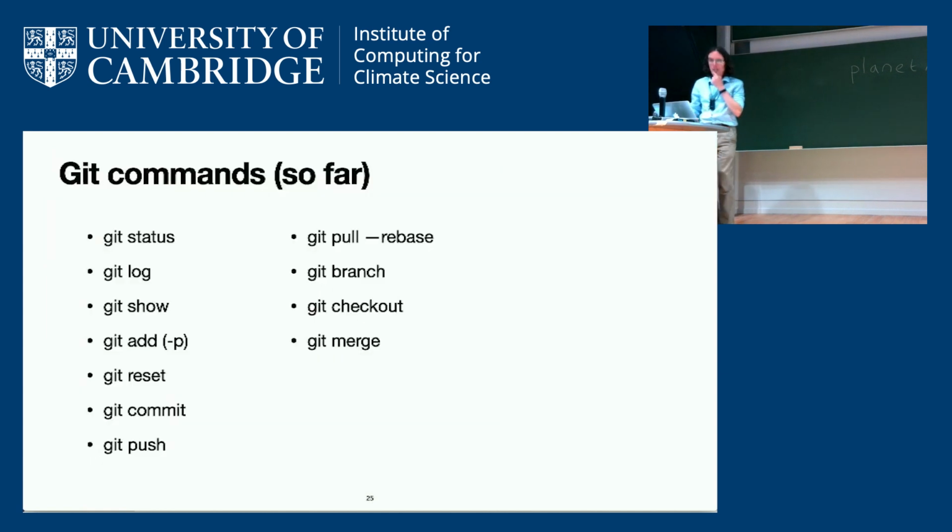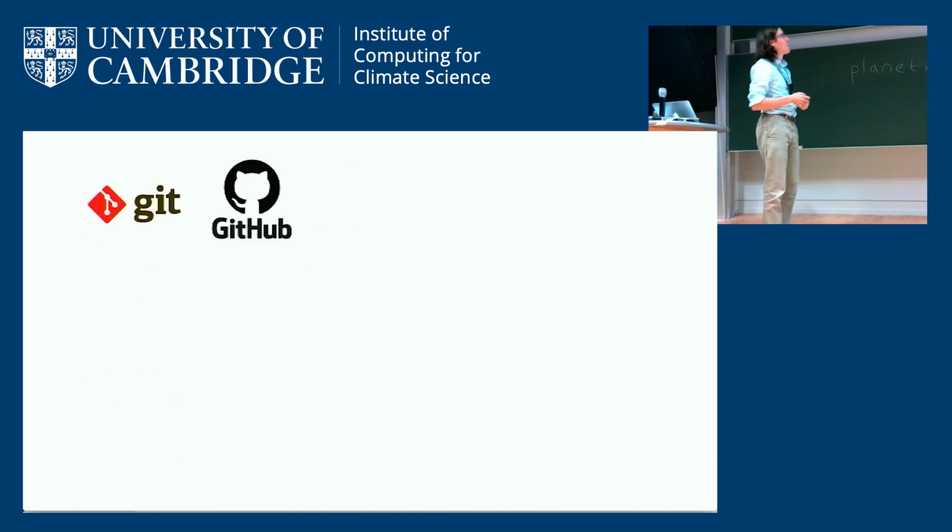Okay, so we've seen a whole bunch of stuff so far. This is a quick reminder: status, log, show, add, reset, commit. It's kind of easy to get overwhelmed with all of these things, but I think over time and with practice, you sort of get used to it. And loads of people use Git in the world, so if you get stuck, you can usually Google things. So let's start looking at Git and GitHub together.